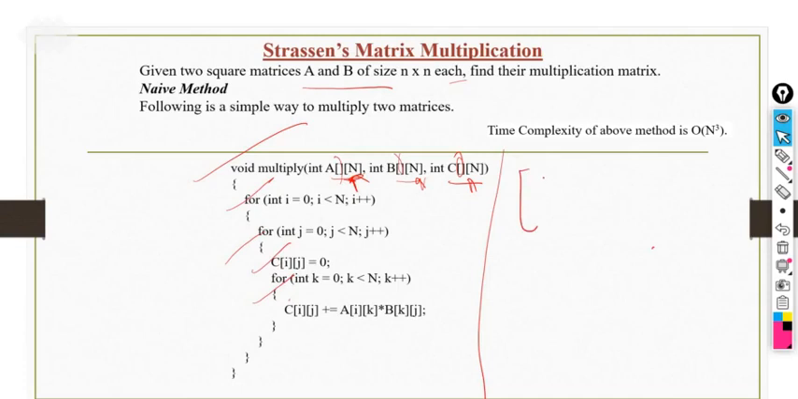There are two matrices. Matrix A equals this, matrix B equals this.